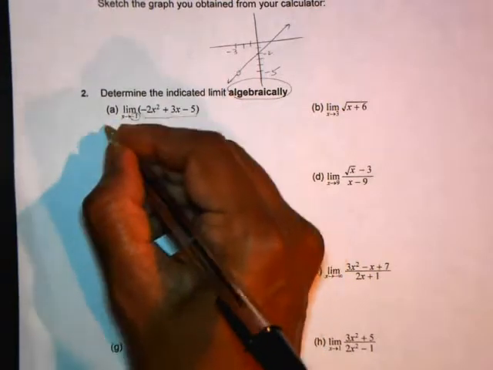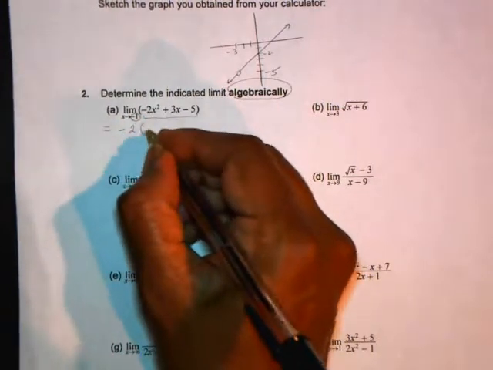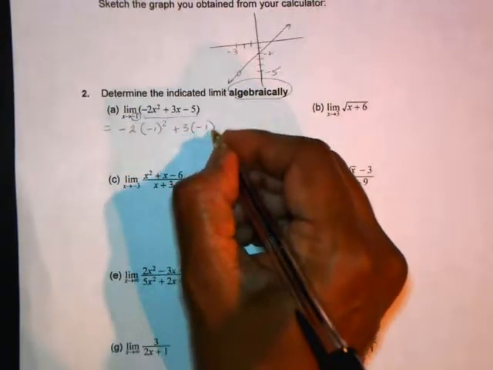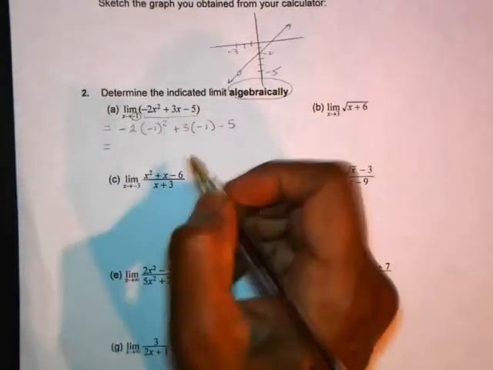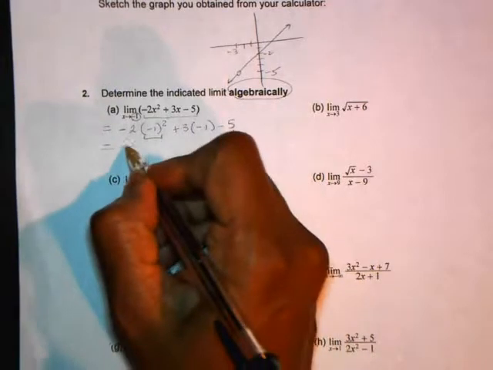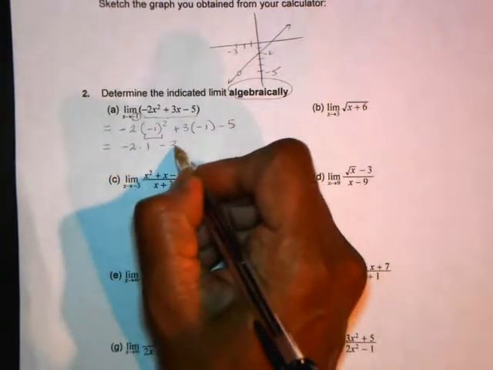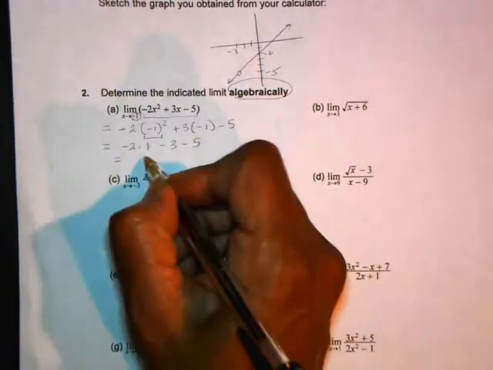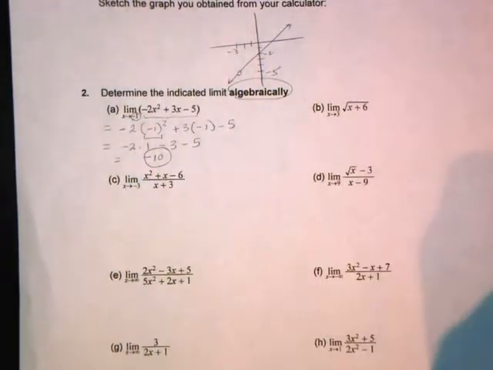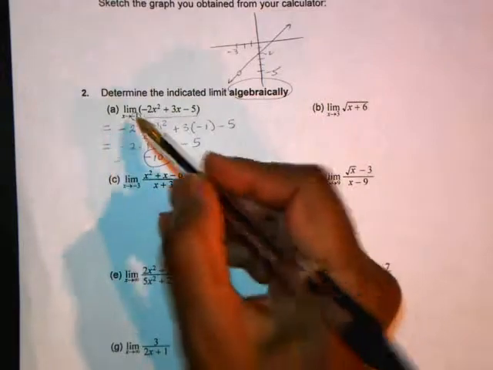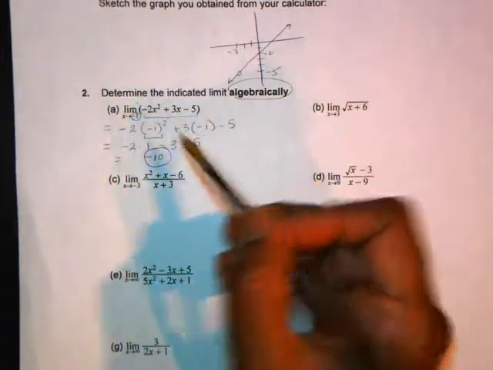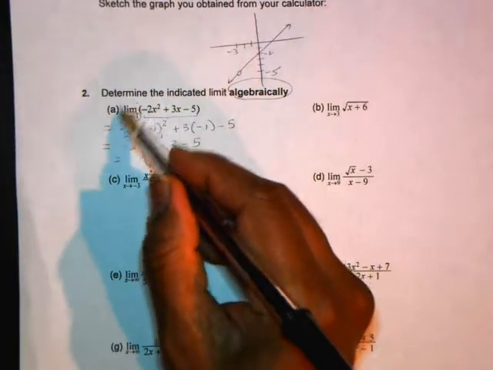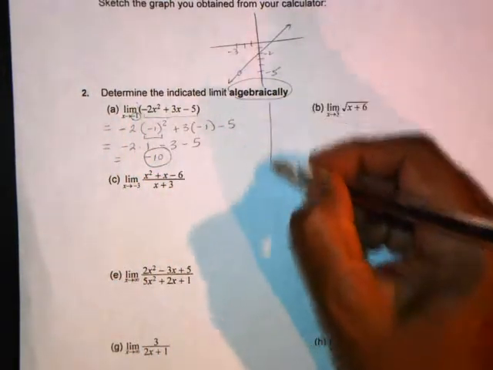So I'd say this limit equals negative 2 times negative 1 squared plus 3 times negative 1 minus 5. Order of operations, do the exponents first. That's just a 1, minus 3 minus 5. Negative 2 minus 3 minus 5. I'm getting a negative 10. Notice how I drop this limit notation when I actually plug in for x. Okay, so I don't write LIM anymore. I'll draw a line here.